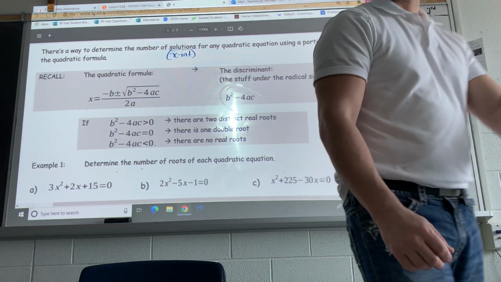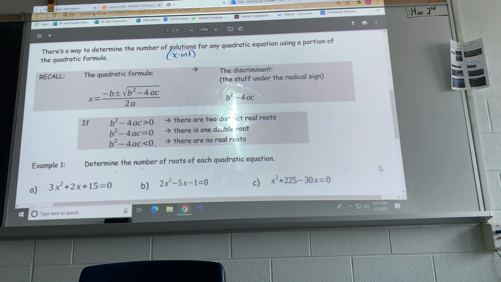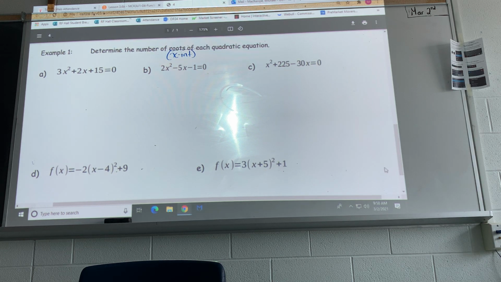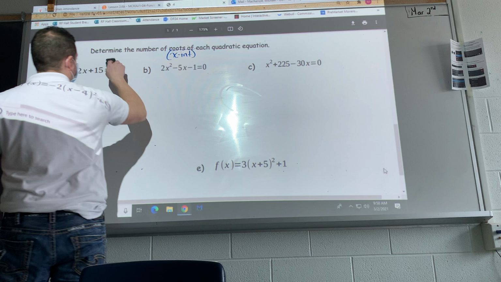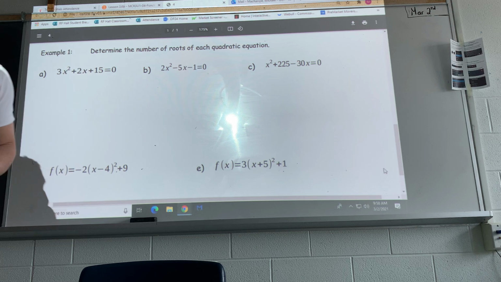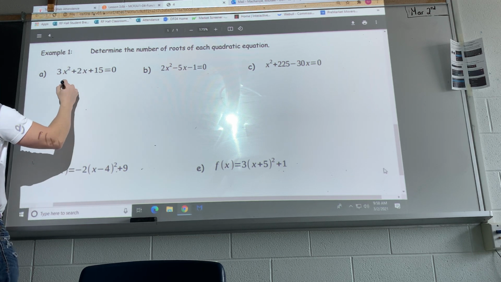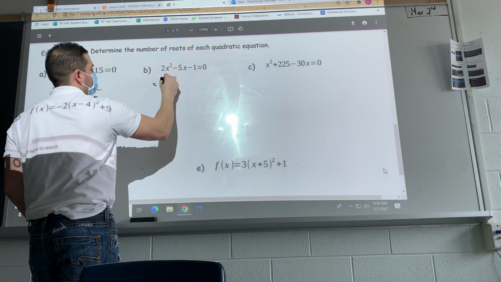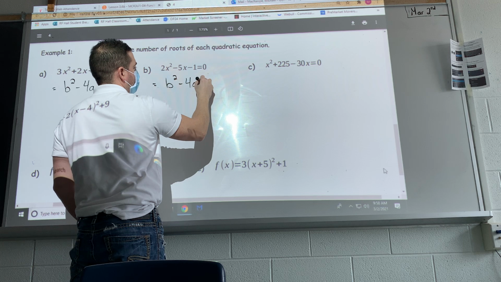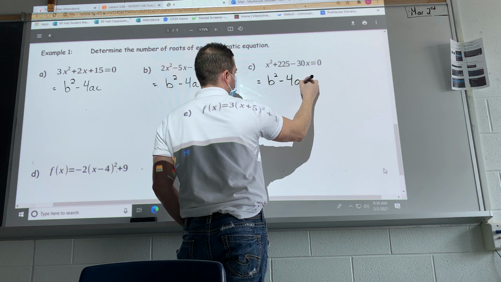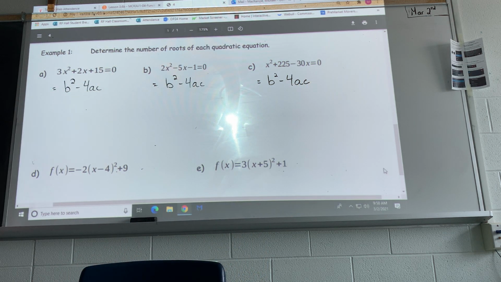Okay, so this part is called the discriminant. Okay, number one, determine how many roots there are for each one. So again, when it's saying find the number, we're just using the discriminant. But make sure you plug the correct numbers into the correct letters. Okay, so we're using the discriminant for each of them.